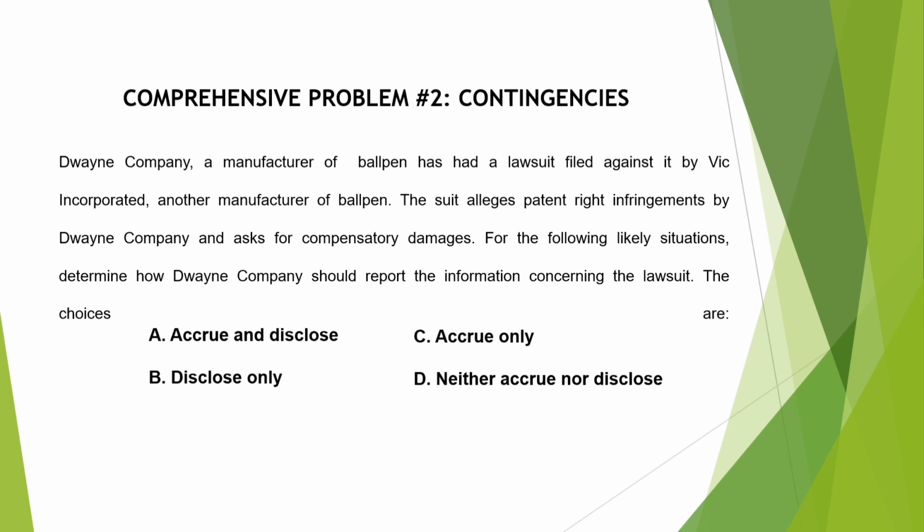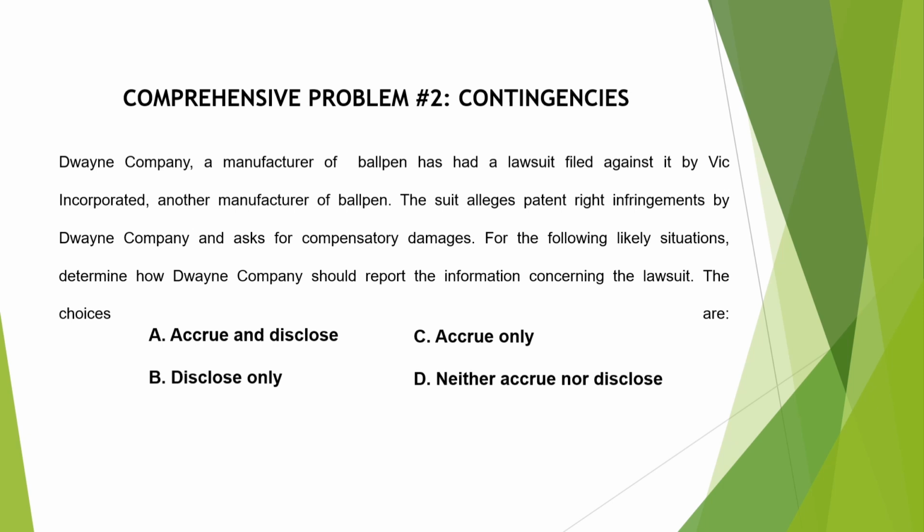Neither accrue nor disclose. So before we discuss the following cases, I'll explain to you when you use accrue and disclose, disclose only, and so on. So A. Accrue and disclose. So when do you use this? You will need to accrue and disclose when the loss is probable or likely to happen, and the amount of the loss can be reasonably estimated. So when the loss is probable and the amount can be reasonably estimated, you will need to accrue and disclose.